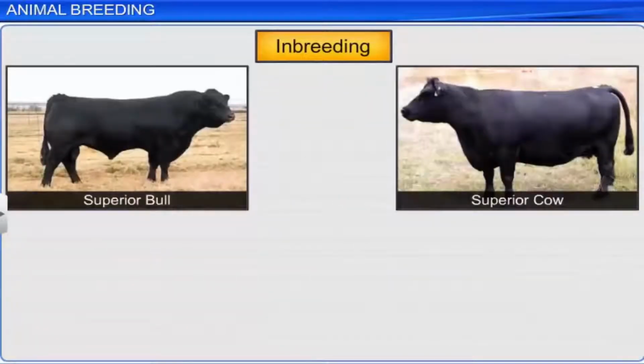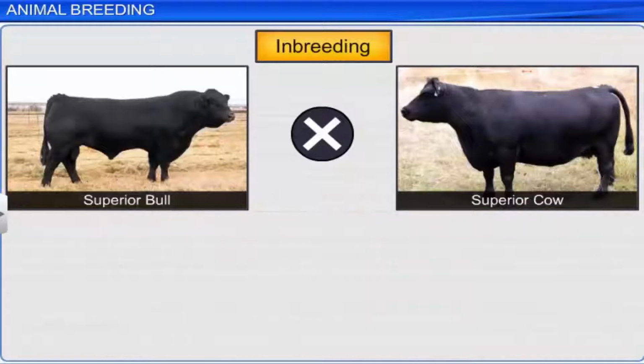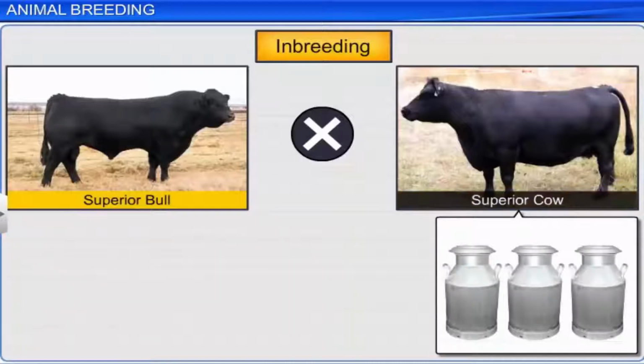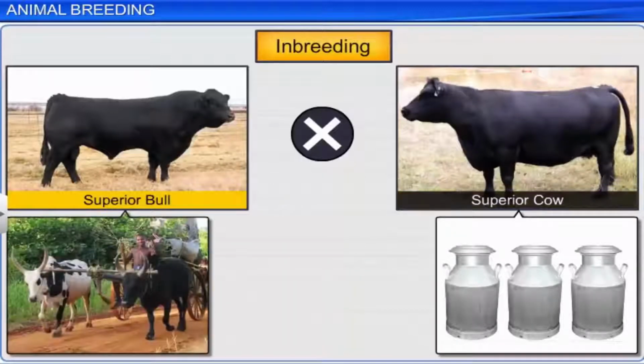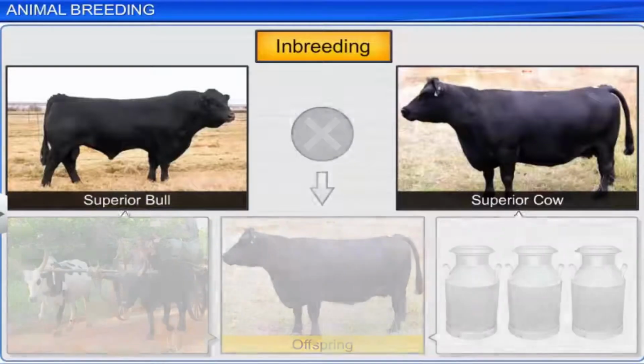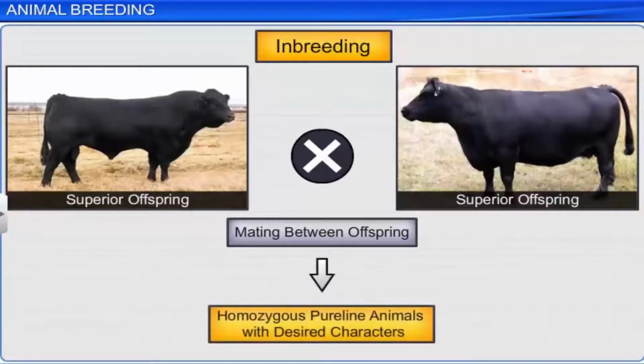Animals selected for inbreeding are of superior quality and are closely related for 4 to 6 generations. A superior quality cow is one that produces more milk, and a superior bull is one that is a strong draft animal and gives rise to superior offspring. Subsequently, mating is carried out between offspring which have superior qualities. Thus, inbreeding increases homozygosity in animals. That is, it results in a pure line of animals with desired characters.